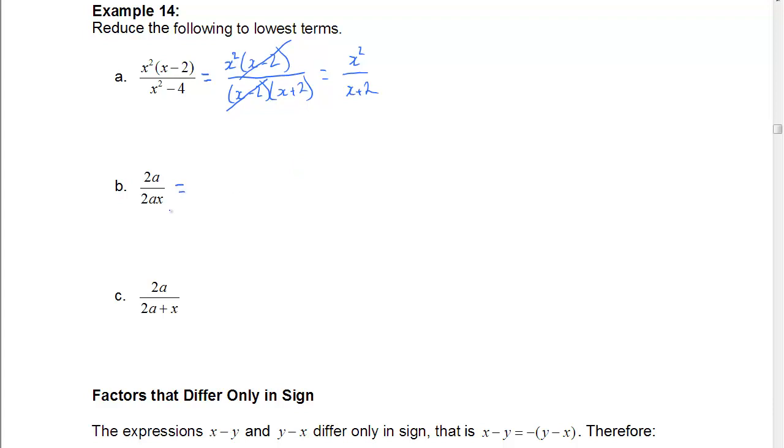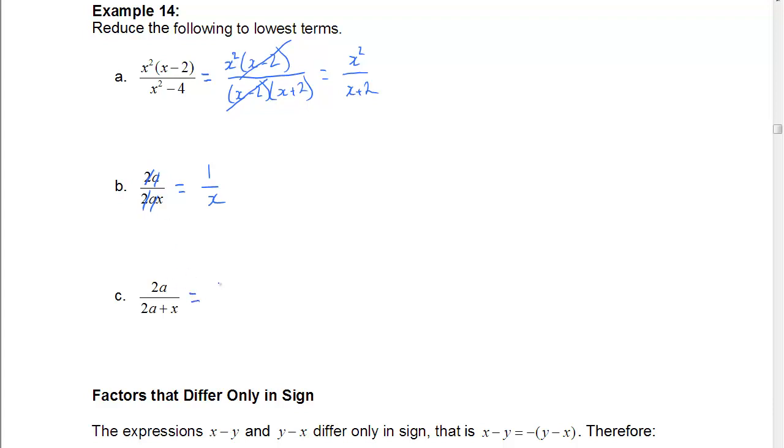In the next example, 2 and 2 can cancel, a and a can cancel, and you're left with 1 over x. Keep in mind, when you cancel something, or you divide 2 by 2, you get 1, not 0. So when you cancel it, it leaves a 1.